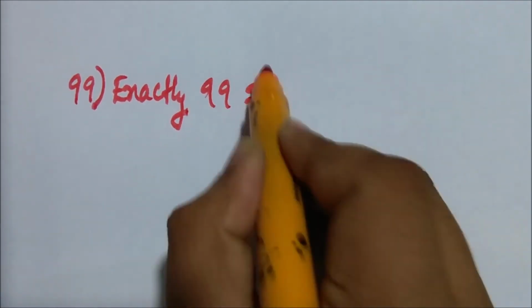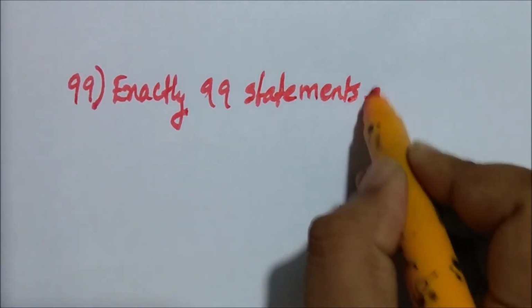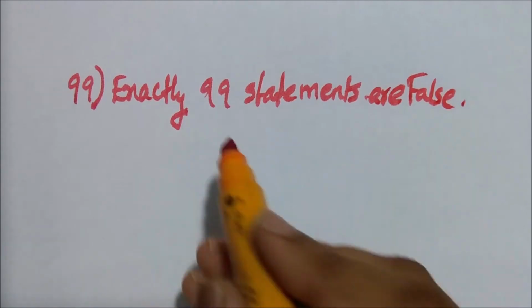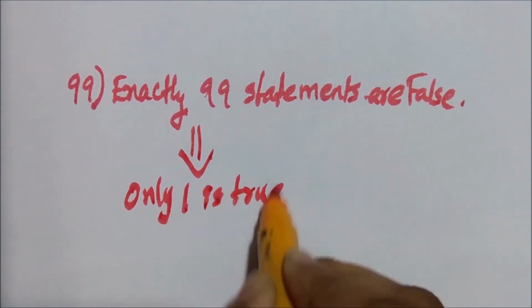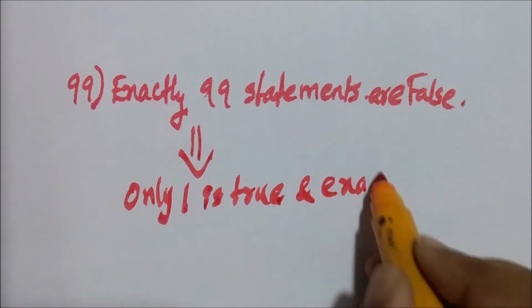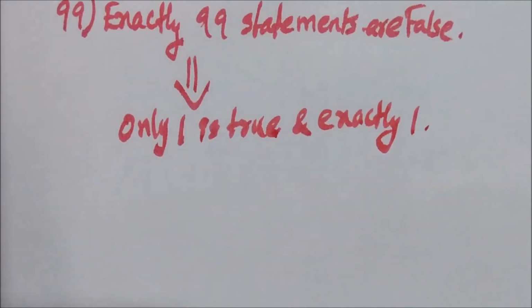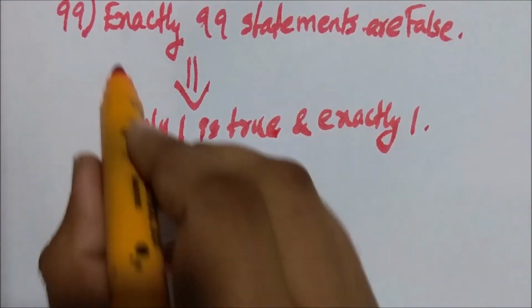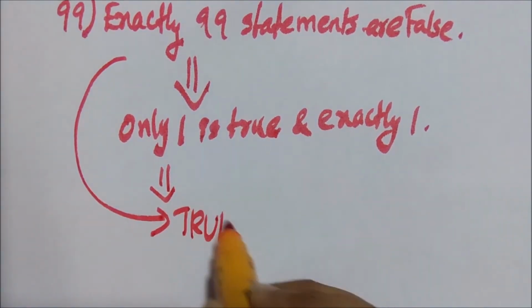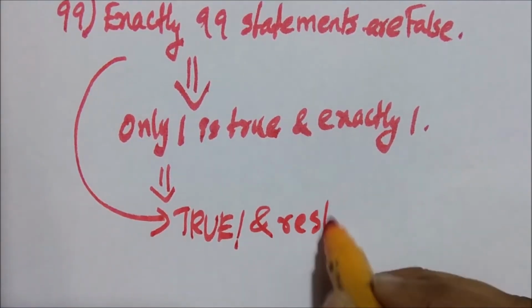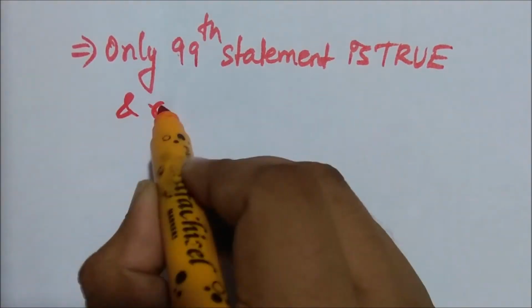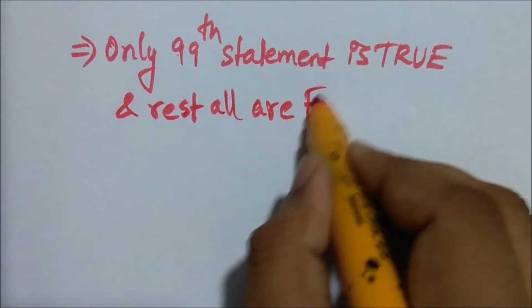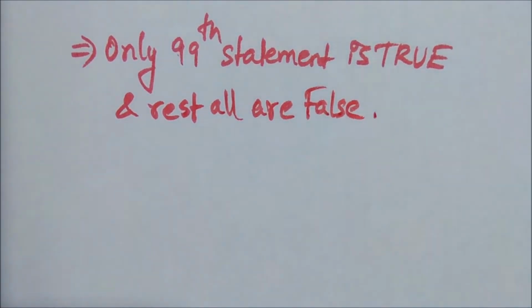Now, if you go on like that, take a look at the 99th statement. The 99th statement says that exactly 99 of the statements in this list are false, which is true, right? Because only one statement is true. The rest, 99, are false. And hence, the 99th statement is the statement which is true and the rest of them are all false. This is the conclusion that we make from these 100 statements.